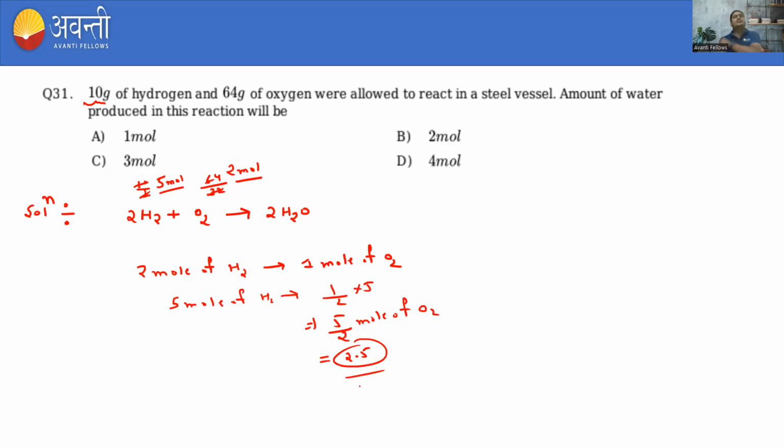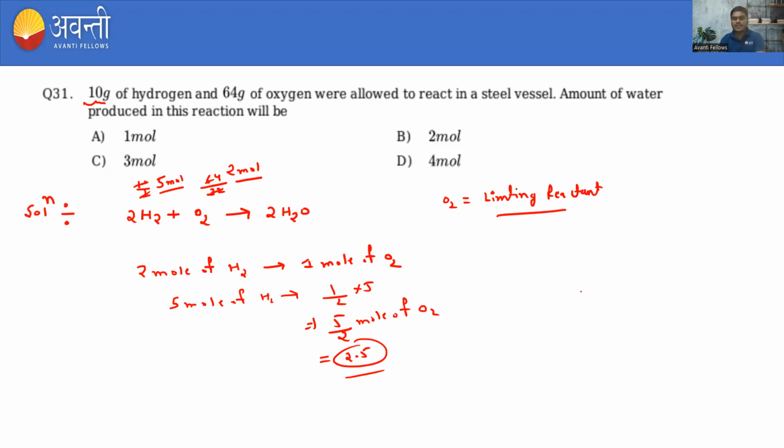But in this question, only 2 mole of O2 is given. So we can say that the required amount of O2 is 2.5, but in the question there is only 2 mole of O2 given. So obviously, O2 is our limiting reagent. So oxygen is our limiting reactant, or we say limiting reagent. Okay, so this is how you calculate the limiting reactant.